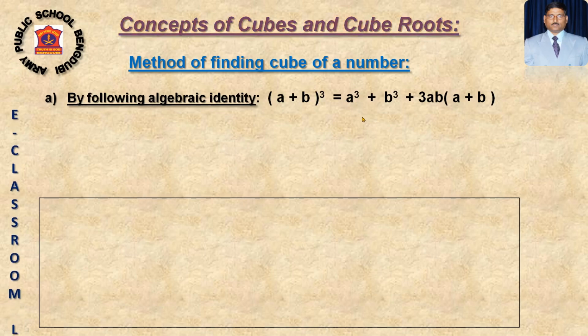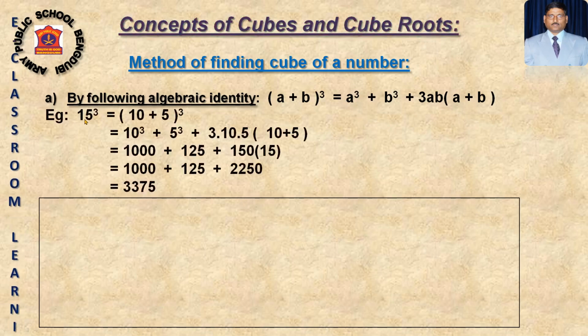Then take an example, 15. How can I write 15? 15 can be written as 10 plus 5. 15 cube means 10 plus 5 whole cube. 10 will be treated as a and 5 will be treated as b. Then a cube, 10 cube, plus b cube, 5 cube, plus 3 into a, 10, into b, 5, into the bracket a plus b, that is 10 plus 5.